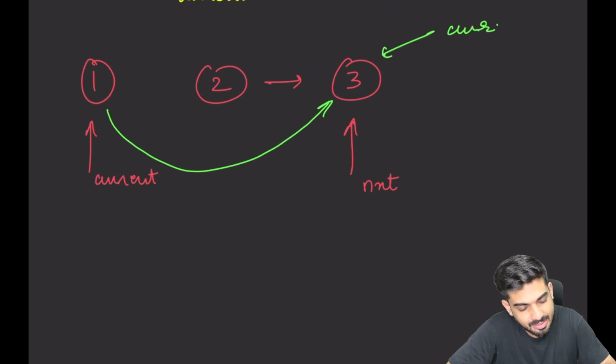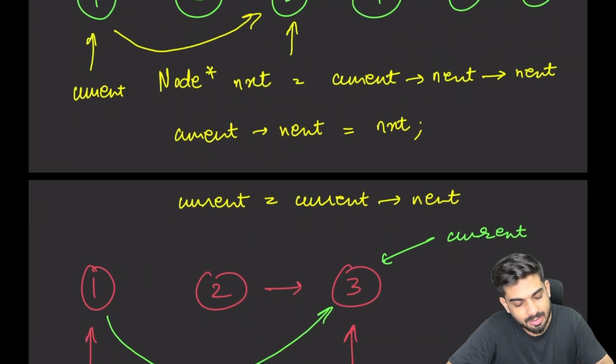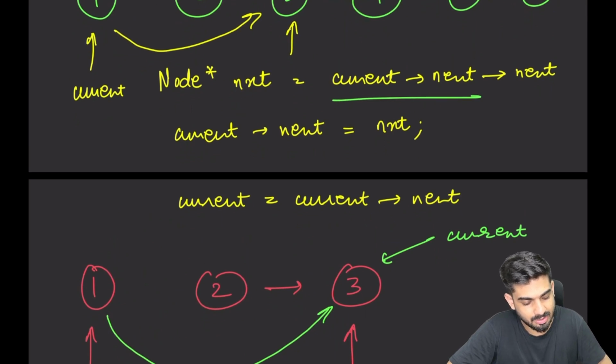But in this case, can you find out the next node? No, right? Why? Because if you write the same part which we were writing, current of next, it will be null. And if you try to find out next of null, then it is an error. It will throw a runtime error.